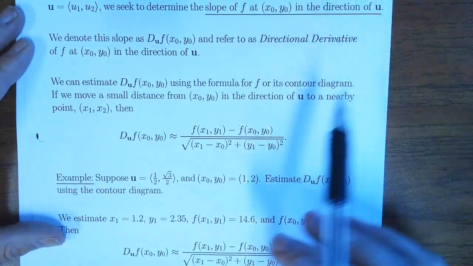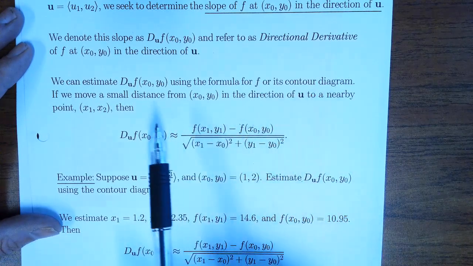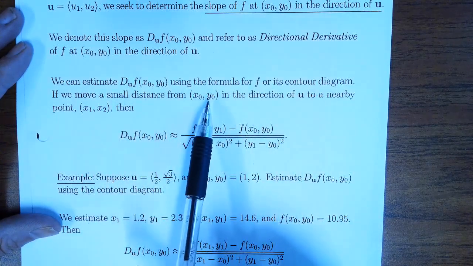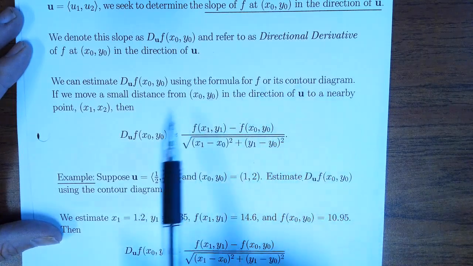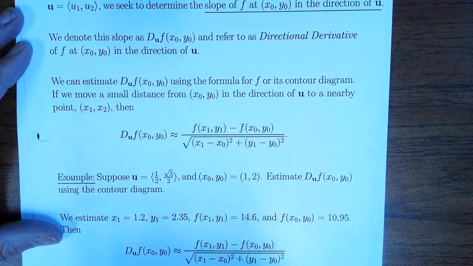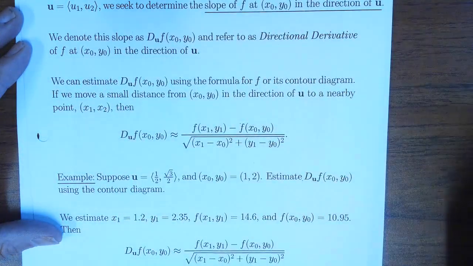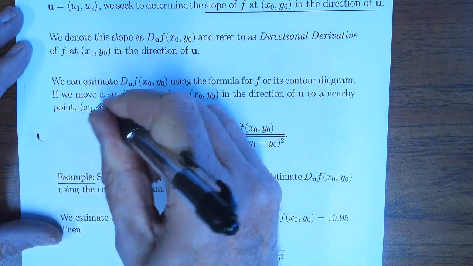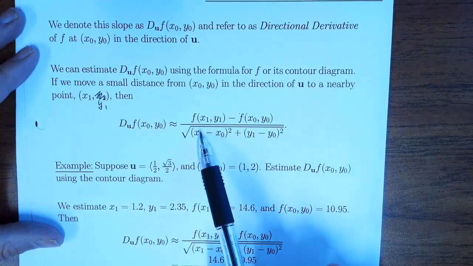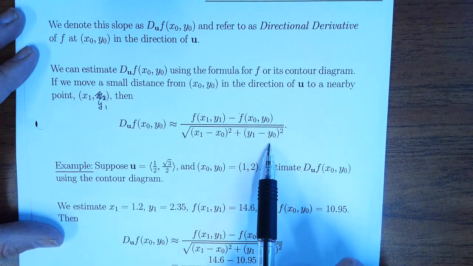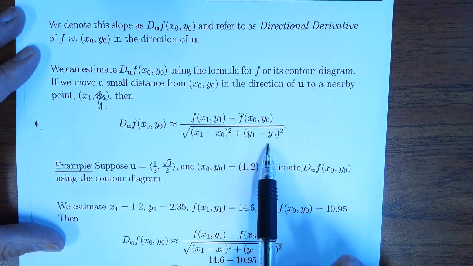Now we can estimate this quantity using a formula or the contour diagram. What we do is we start at the point (x naught, y naught), and we move in the direction of u to a nearby point, (x1, y1). Then what we do is, instead of taking a change in z divided by a change in x, we take a change in z divided by a change in distance.